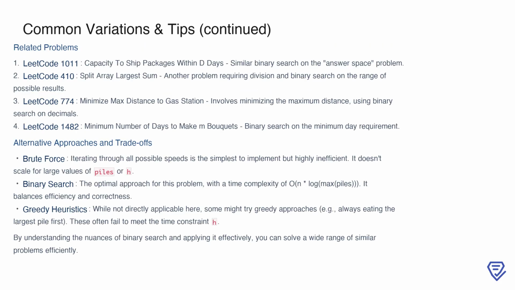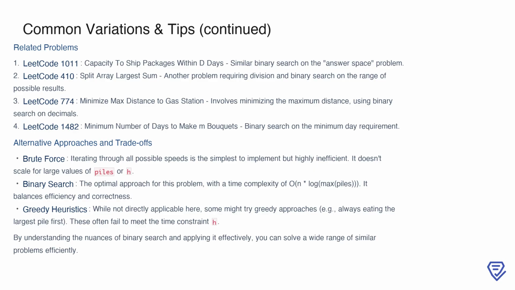This problem shares similarities with other classic binary search problems. For instance, LeetCode 1011, Capacity to Ship Packages Within D Days, also involves binary search on the answer space to determine the minimum capacity required. Another example is LeetCode 410, Split Array Largest Sum, which requires dividing an array and using binary search to minimize the maximum sum of subarrays.